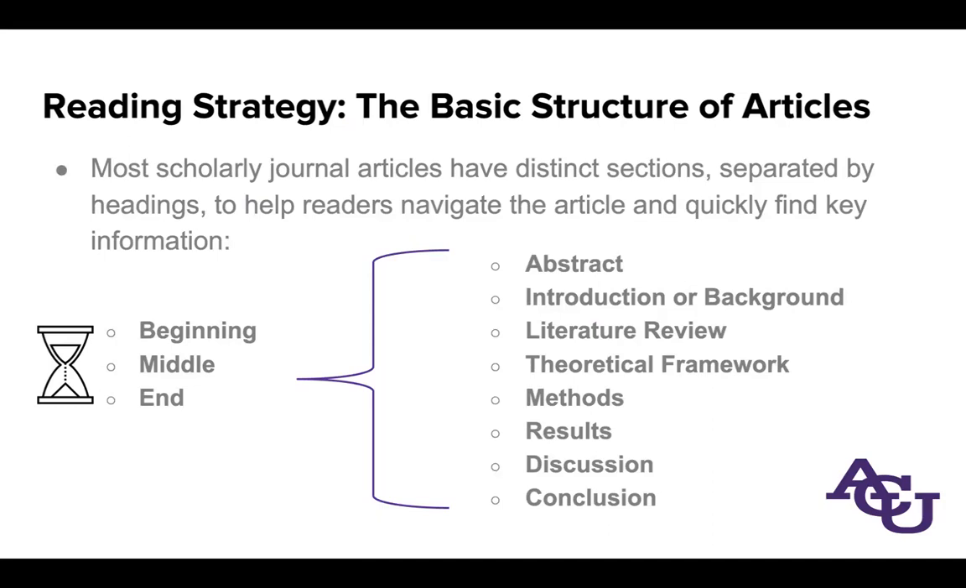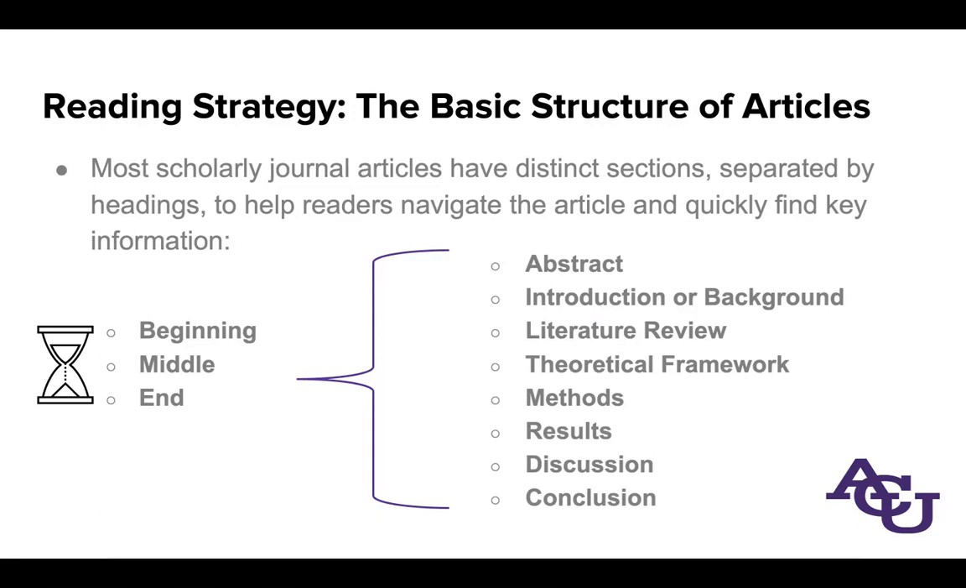So then you might see headings within the article like introduction or background for the beginning. Literature review, theoretical framework, methods, and results usually are in the middle. And then discussion and conclusion are headings you might see for the end. There are many possible headings in articles, some far more specific than these, and others that might even just use different terms for the same idea. However, these are a good starting point for understanding the general flow of an academic article.